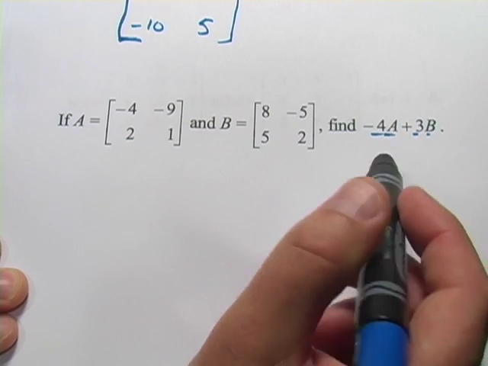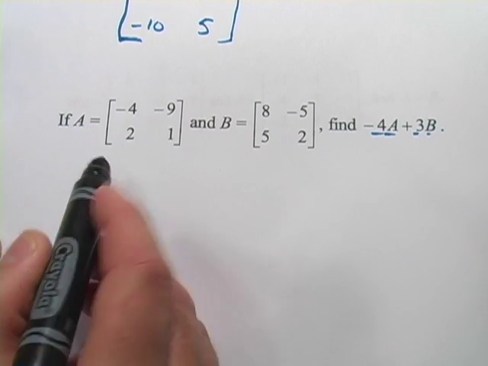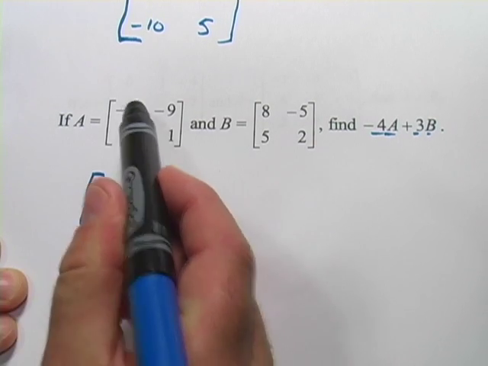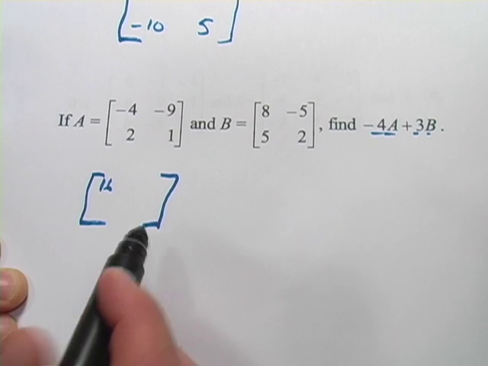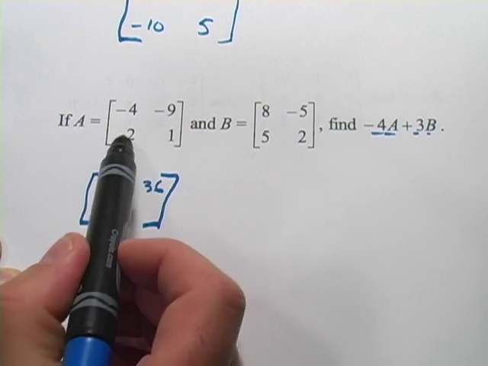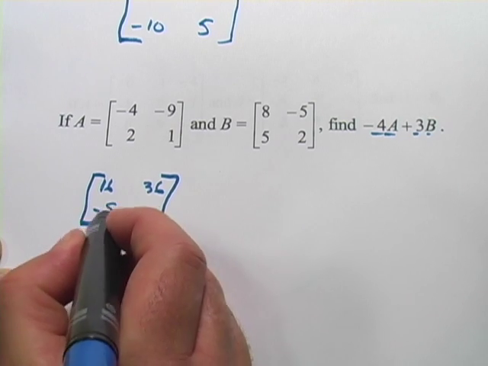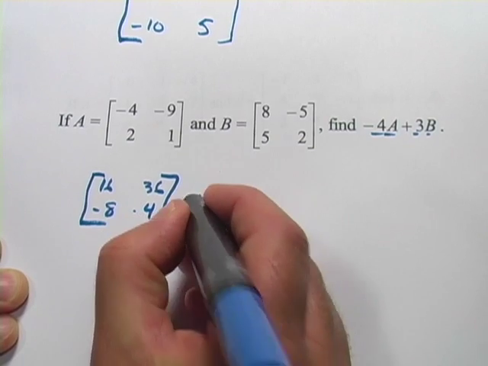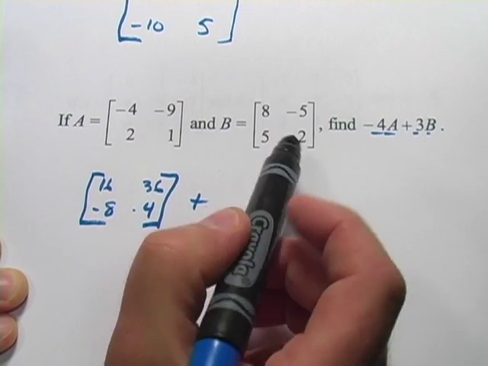So let's do the multiplication, we want negative 4 times a. So our new matrix after we do negative 4 times a is going to be negative 4 times negative 4, that's positive 16. Negative 4 times negative 9 is positive 36. Negative 4 times 2 is negative 8. And negative 4 times 1 is negative 4. So that's negative 4a.